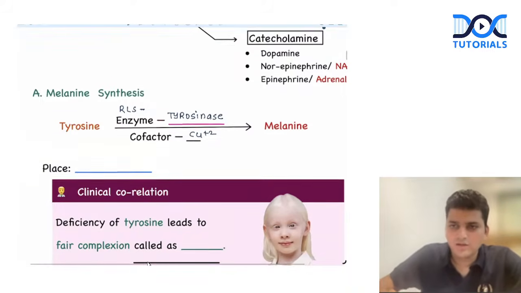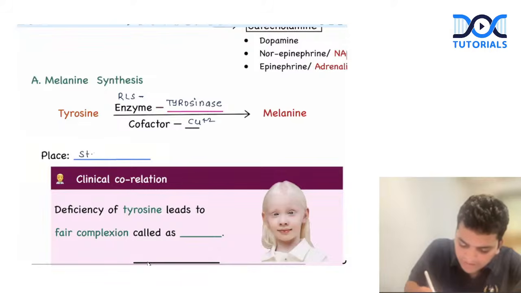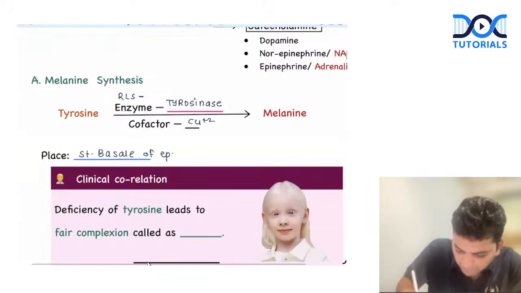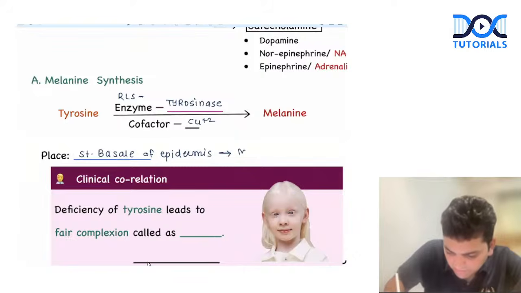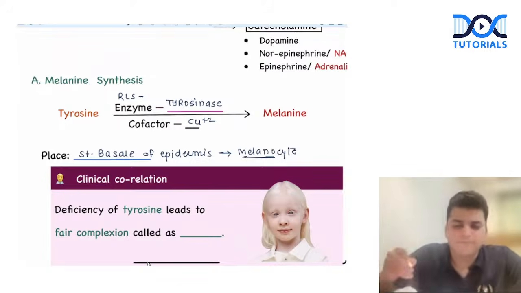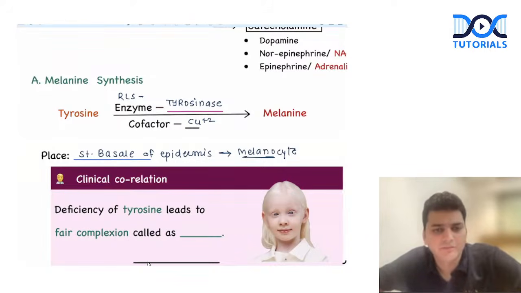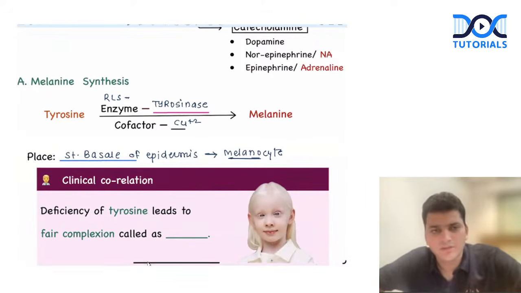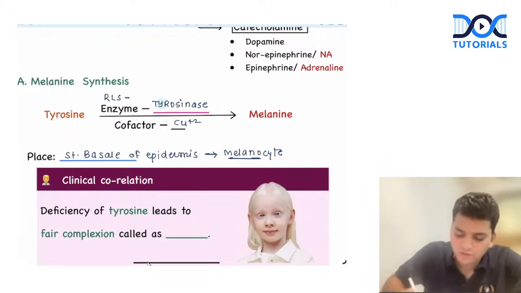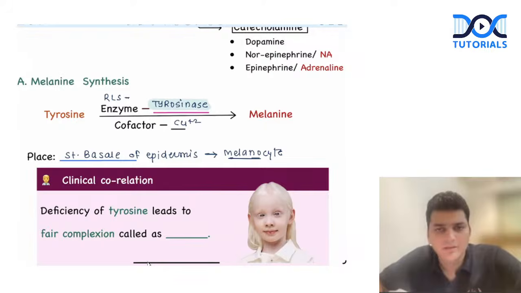This reaction is going to occur in the stratum basale of epidermis. Because in the stratum basale, we have the melanocytes. The melanocytes are going to make the melanin by converting the tyrosine into melanin. Tyrosine converts into melanin with the help of the enzyme tyrosinase and copper. But what if this enzyme is not there? If someone is not having tyrosinase, he can't make the melanin. And if there is no melanin, the skin will be completely white like this.